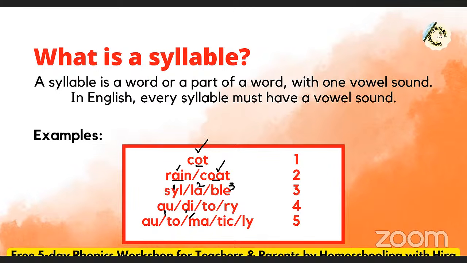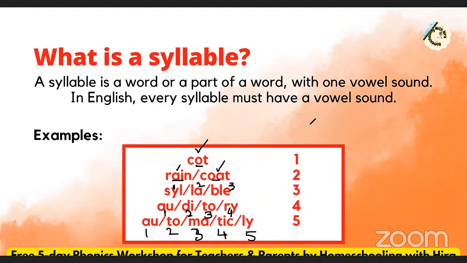O, de, te, re, four syllable. O, to, ma, tek, li, five syllables. Okay? Why five syllables? Because in each of these segments, we have a vowel sound, right?